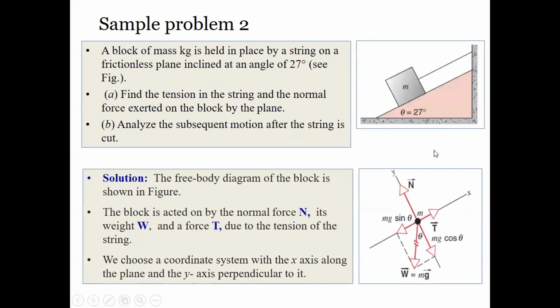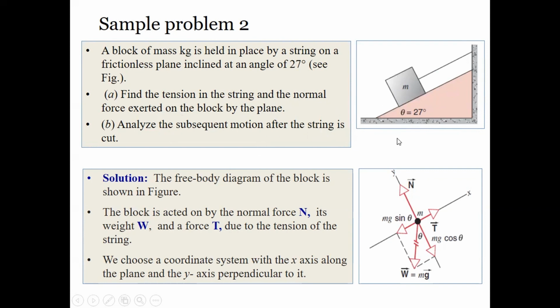Let's do one example on this. This is a sample problem in which a block of mass M is held in place by a string on a frictionless plane, which is inclined at an angle of 27 degrees. The question is to find the tension in the string and the normal force exerted on the block by the plane, and then we have to analyze the subsequent motion after the string is cut.